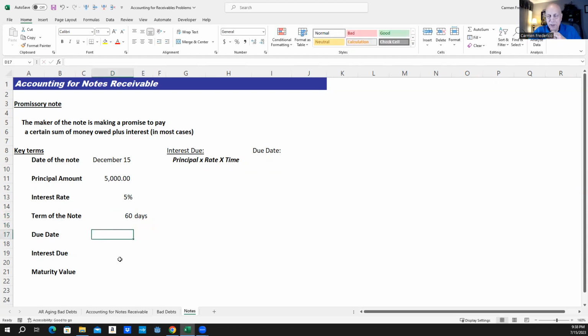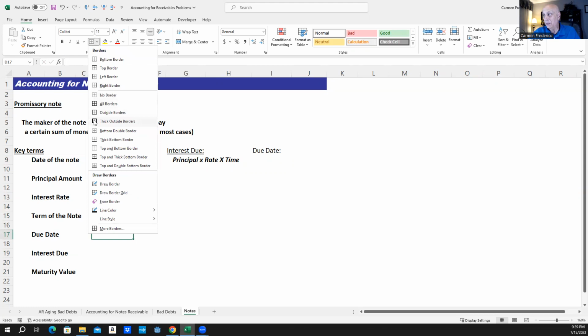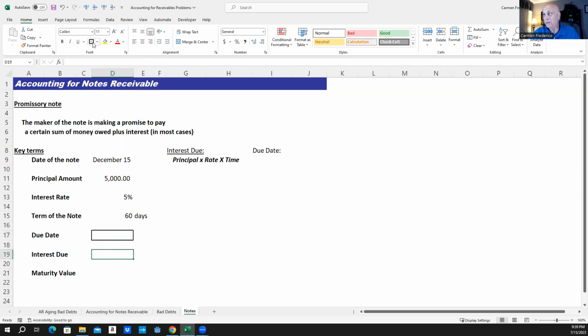What's the due date of the note? Okay. How do we calculate the due date of the note, and how do we calculate the interest due, and how do we calculate the maturity value? So we need to calculate these things. We need to calculate the due date, the interest due, and the maturity value. How do we calculate that?